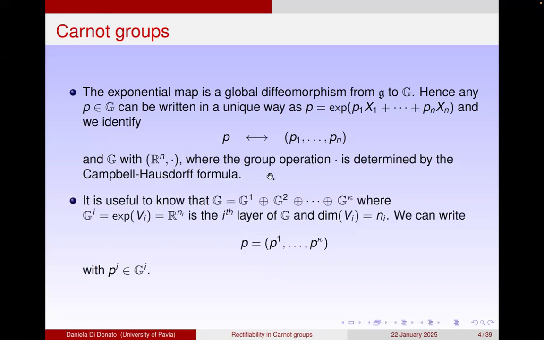It is useful to know that we can write a Carnot group G equal to the direct sum of G1, ..., Gk, where Gi is equal to R^ni, and ni is the dimension of the layer Vi. So we can write a point P equal to (P1, ..., Pk), where Pi belongs to R^ni.